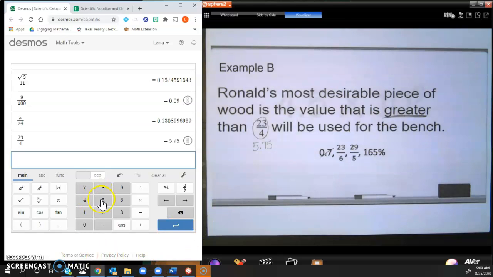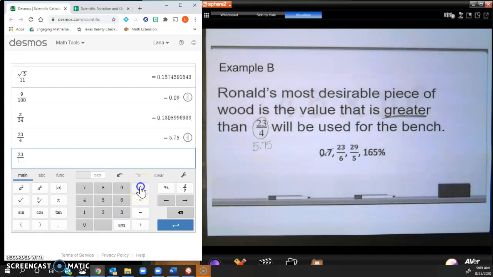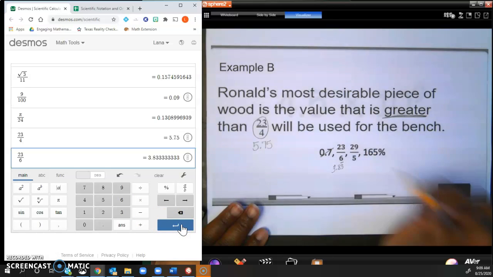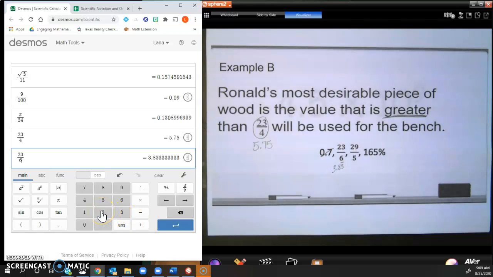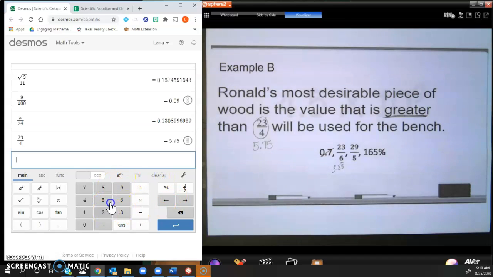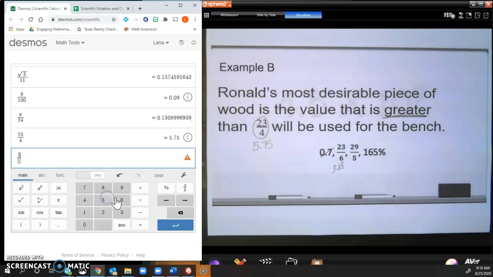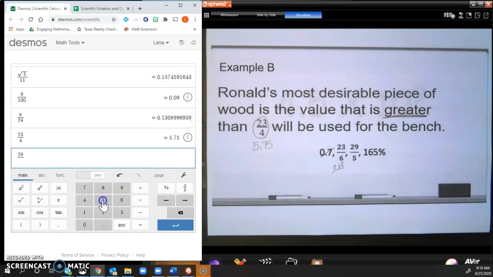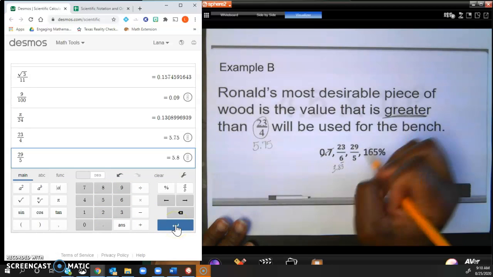Then I have 23/6. So I'm going to do 23 divided by 6. And that's 3.83 repeating. Then I have 29 divided by 5. Let's clear that because it doesn't want to work with us. 29 divided by 5, and that's 5.8.